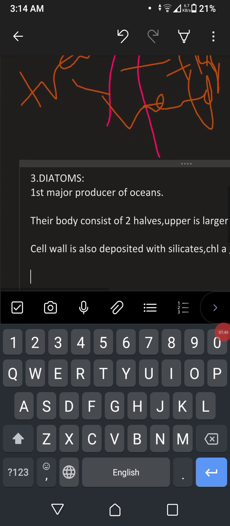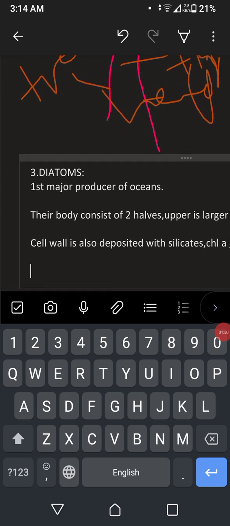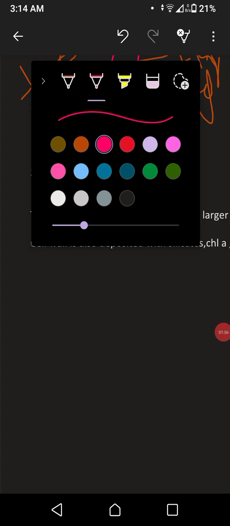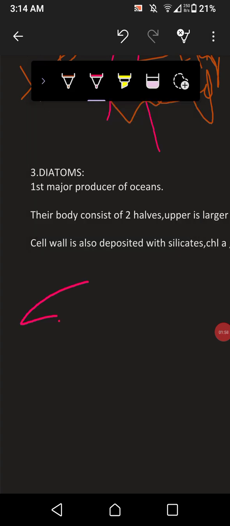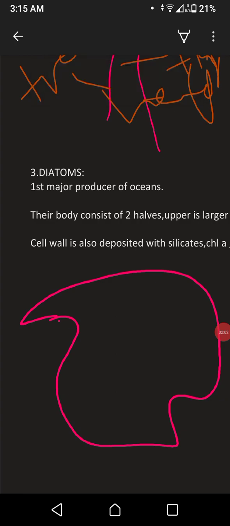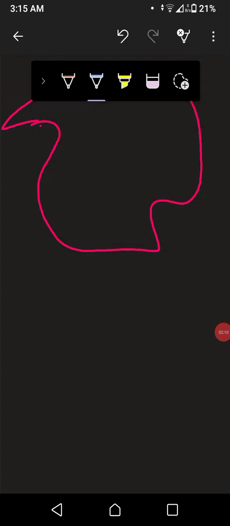Okay, and then if we talk about its structure, it looks like this one. Okay, this is a diatom, and it consists of two halves. You guys can see over here the first half and the second half.